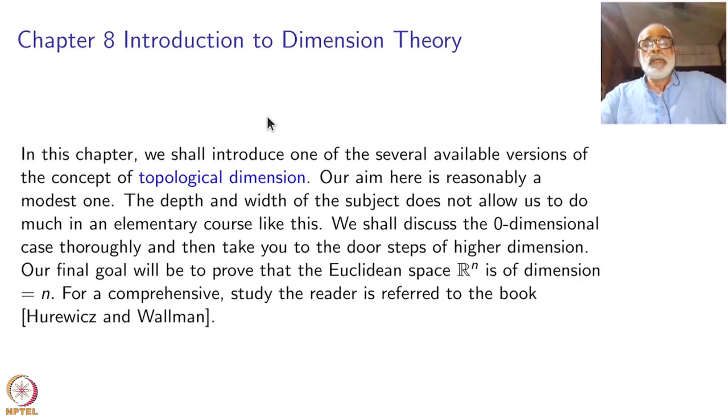Dimension theory has several approaches. Amongst all these available versions, we will choose one such. Of course, they are all topological dimension theories. Our aim here is reasonably modest. The depth and width of the subject does not allow us to do much in an elementary course like this. We shall discuss the zero dimensional case thoroughly and then take you to the doorsteps of higher dimensions. Our final goal will be to prove that the Euclidean space R^n is exactly of dimension n.